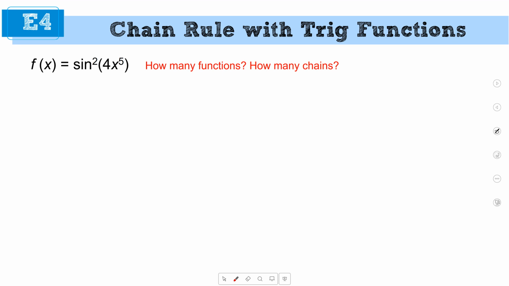Two. What are they? Sine squared is actually 2 functions. So this is 3 functions. Which one's on the outside? The squared, the sine, or the 4x to the 5th? The squared. Remember, sine squared x is the same thing as sine x raised to the second power.